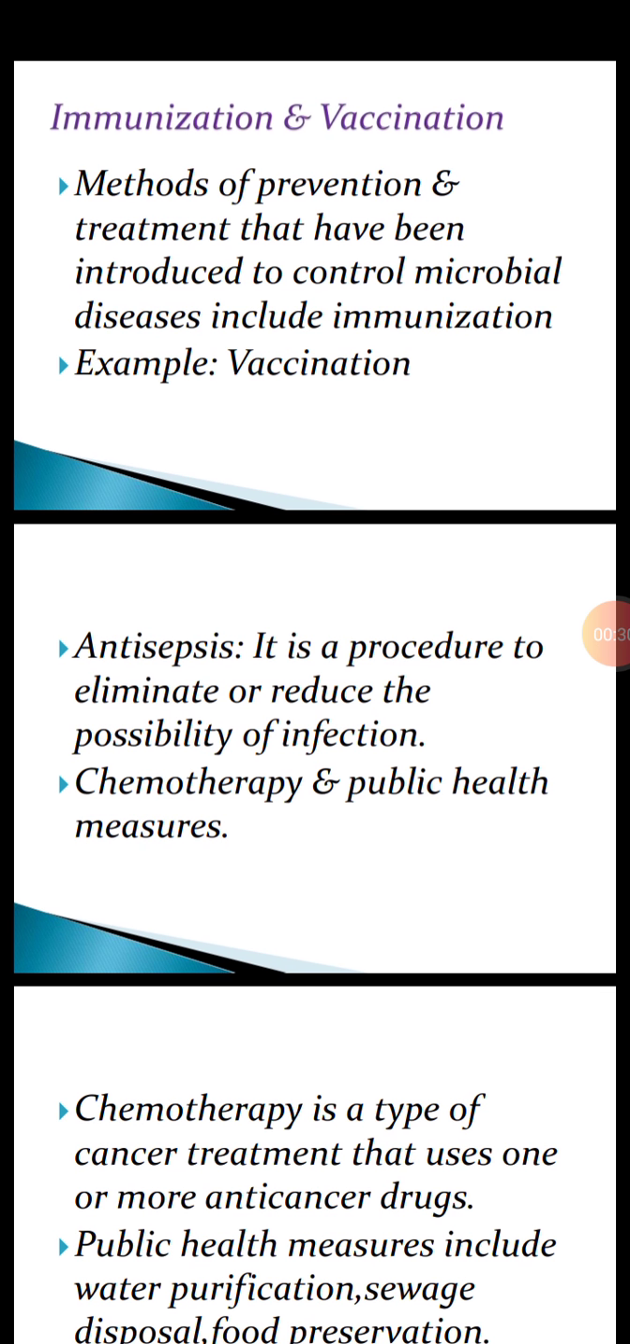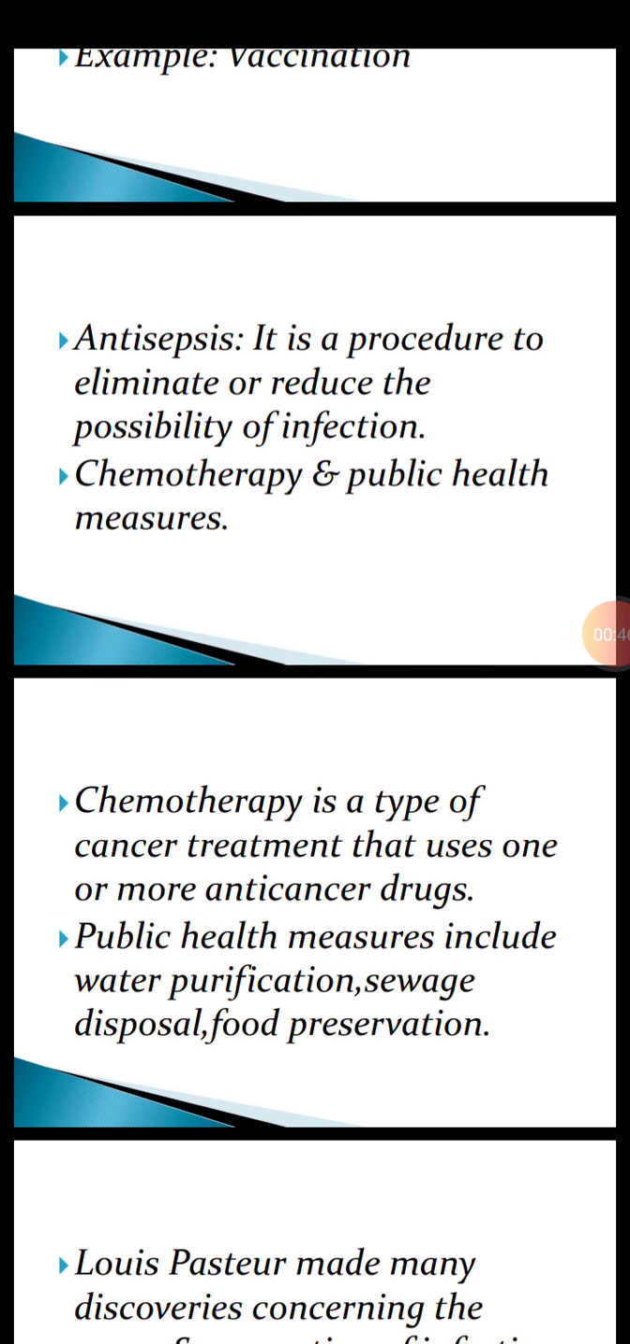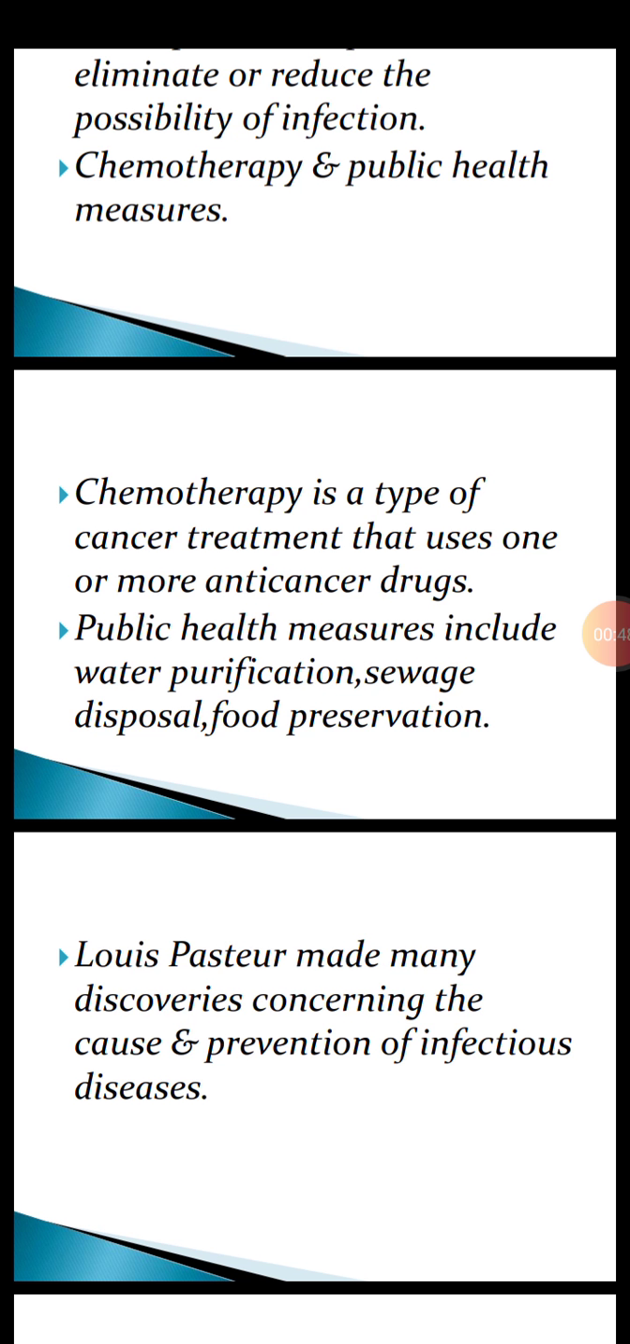Different methods are used like antisepsis. It is a procedure to eliminate or reduce the possibility of infections caused by microorganisms. For the treatment of cancer, a method called chemotherapy is used, and public health measures. Chemotherapy is a type of cancer treatment that uses one or more anti-cancer drugs. Public health measures include water purification, sewage disposal, and food preservation, or to save food from germs.